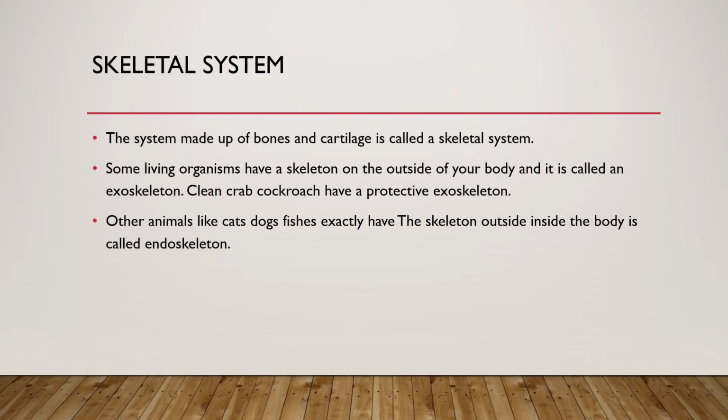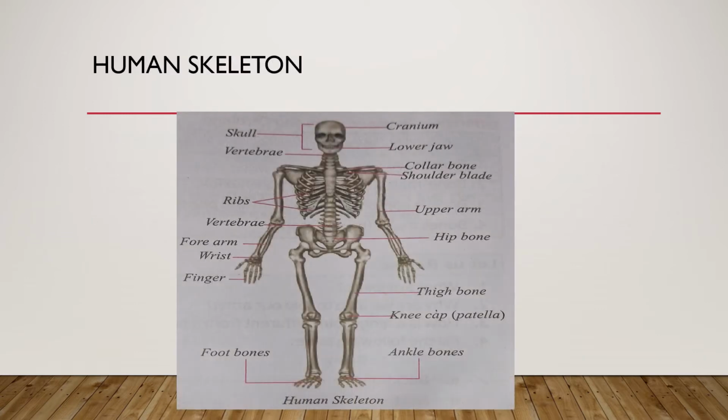The skeleton system is made up of bones and cartilage, and some organisms have the skeleton on the outside of the body. That is termed an exoskeleton. It means they bear the exoskeleton, like you must have seen in the snail or cockroach. These are the organisms which have the skeleton present outside their body. But in animals like cats, dogs, fishes or human beings, the skeleton is inside the body, which is known as endoskeleton. Now we'll have a quick look at the human skeleton.